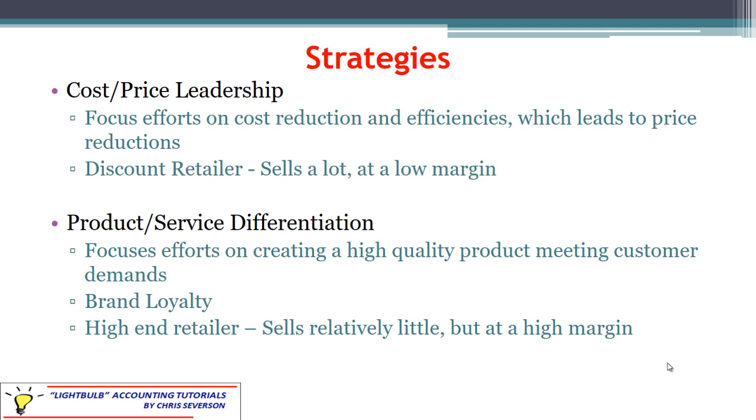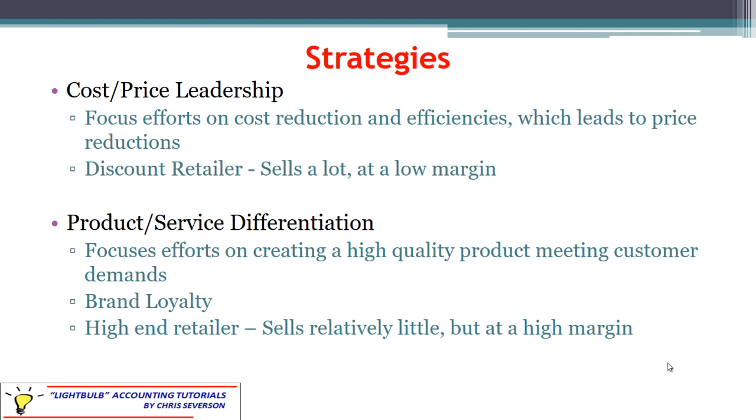This company isn't as concerned with cost or price for that matter. What they're doing is focusing their efforts on creating a high quality product that meets or even exceeds customer demands. So they want the best product out there. They want the one that has the brand name that everybody wants. They want loyal customers. They want people that are looking for the next product coming out of this company. They want the early adopters. They're willing to pay the high price.